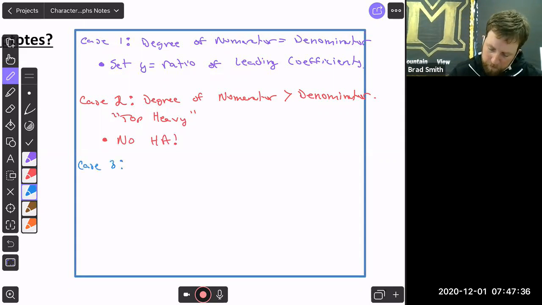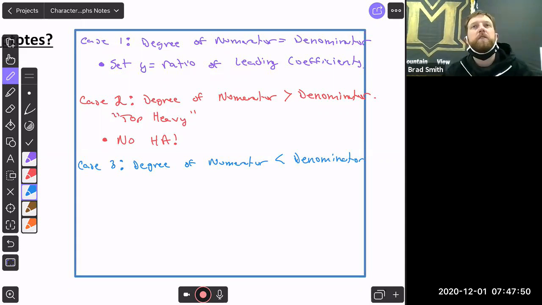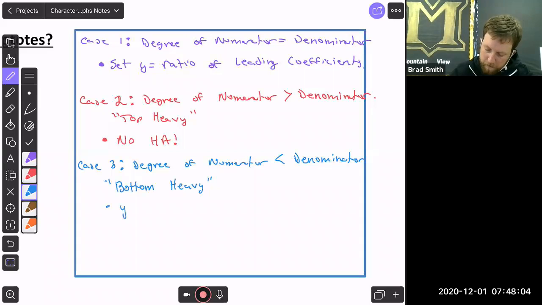Case number three is the last one. It's less than the denominator. So if the degree of the numerator is less than the denominator, we're going to call this one bottom heavy. Because the bottom is bigger than the top. Y equals 0 is always your horizontal asymptote.